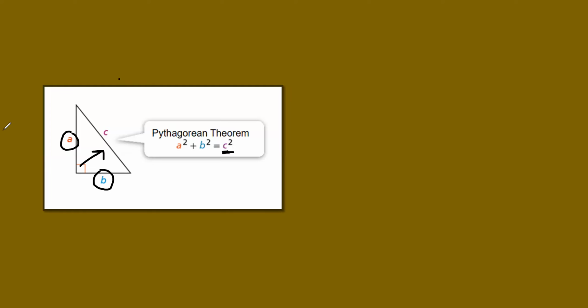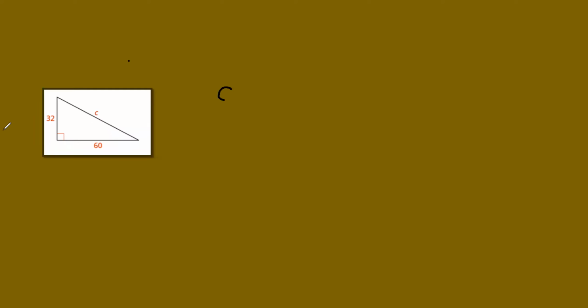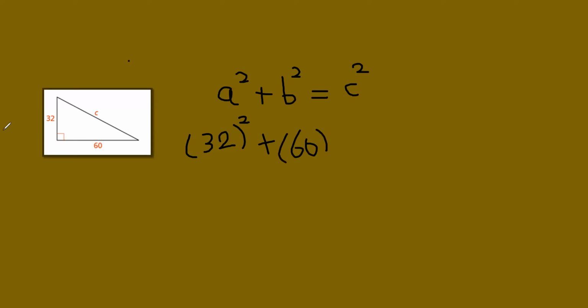Okay, find the missing side. Let's start with the first one. First step, write the rule. a squared plus b squared equals c squared. Then evaluate. a squared, it is 32, squared. Use your calculator, girls, please. Plus b squared, b is 60 squared, equals c squared, which we need to figure out, c, the other side.